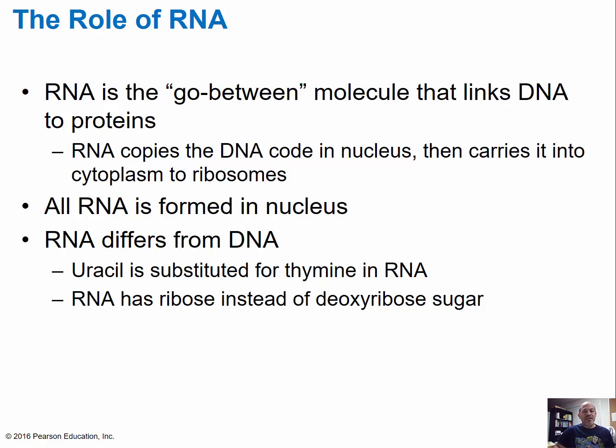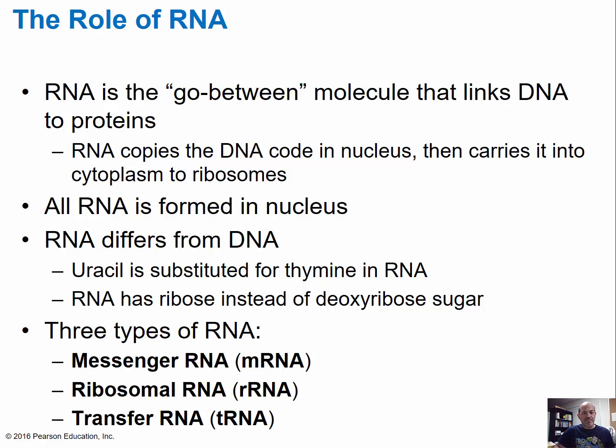RNA does differ from DNA. It's single-stranded, for one. It also does not have thymine, but instead uracil in its molecule. And RNA has ribose instead of deoxyribose as part of the nucleotide. There are 3 types of RNA. There is messenger RNA or mRNA, ribosomal RNA or rRNA, and transfer RNA, also abbreviated tRNA.